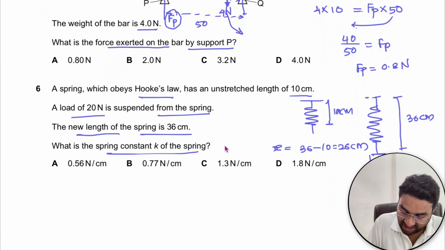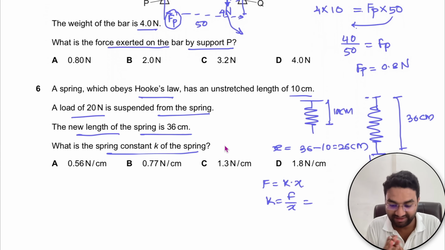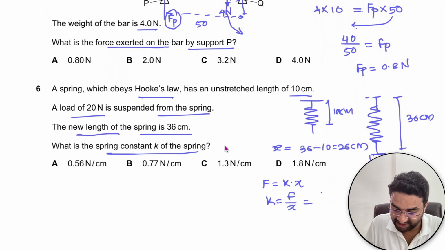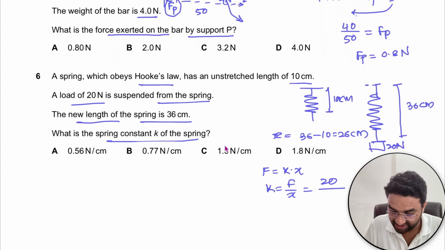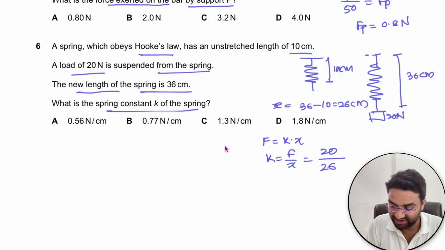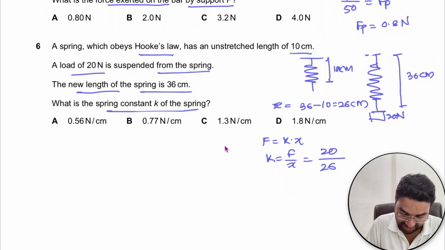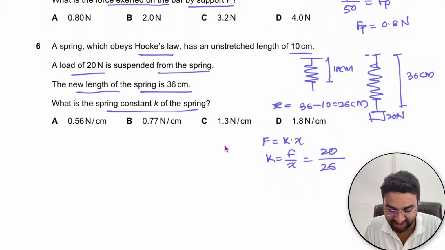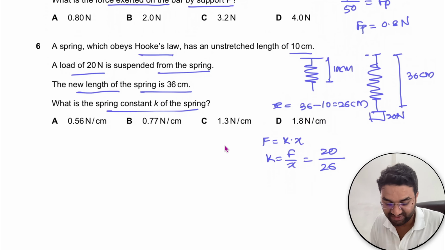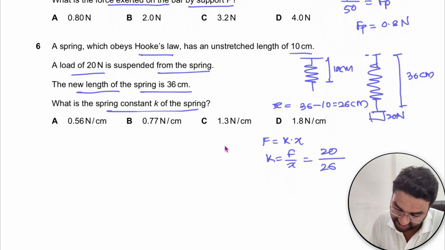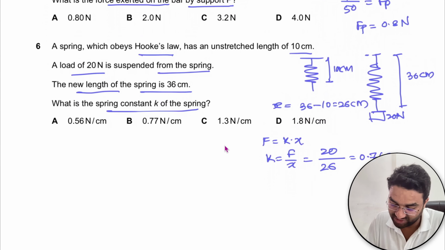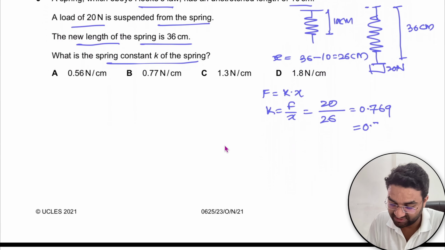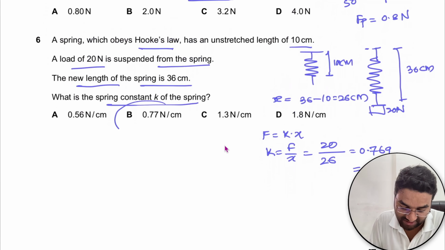Now we have to calculate the spring constant. F is equal to K times X. So K is equal to F over X. X is the extension, by the way. F is 20 Newton, given, over X, which is 26. If you calculate 20 by 26, we will get 0.769, which you can write as 0.77, which is answer B.